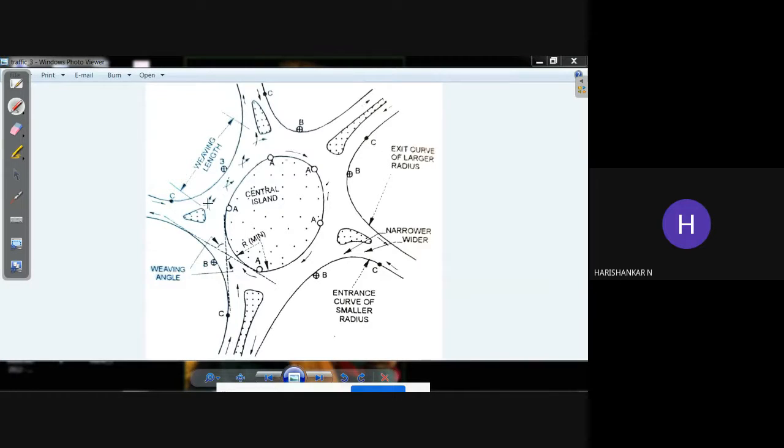What is this weaving length? The length between two consecutive weavings. So here there is a weaving. If a vehicle wants to leave at this junction, then it should take the weaving at this point, and if a vehicle wants to leave at this junction, then it has to take a weaving at this point. If a vehicle wants to leave at this junction, then it has to take a weaving from here, that we have drawn. So that weaving action will occur at this point, and in this way the vehicle will leave. After that it will move like this. So the weaving occurs at this point. These are the weaving points.